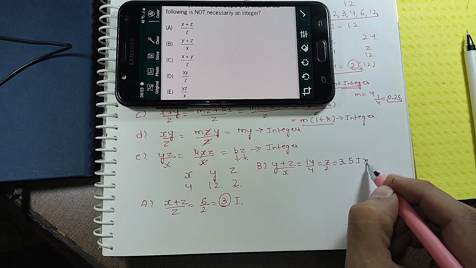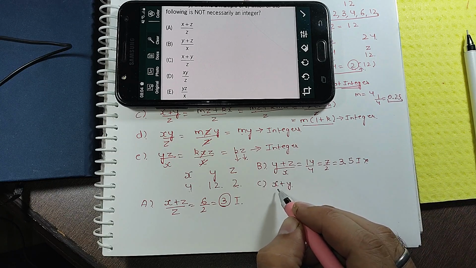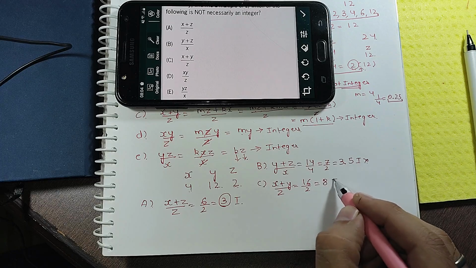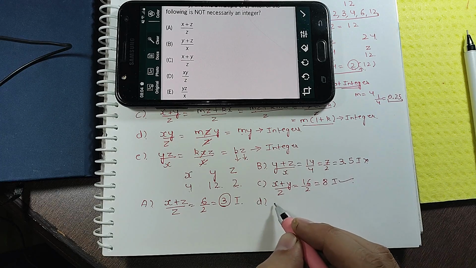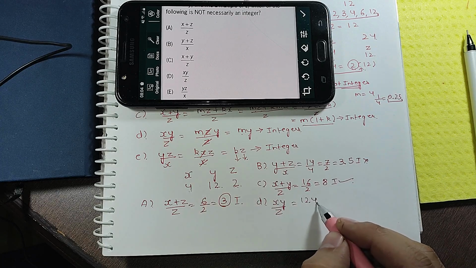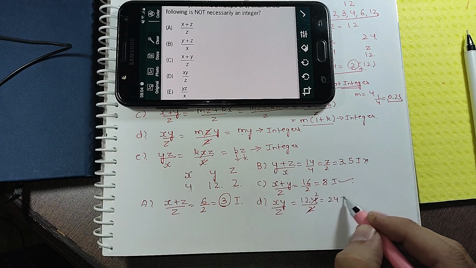So this is not an integer. Now option C is (x plus y) divided by z. So x plus y is 16, divided by 2 is 8, which is an integer. Now option D is xy divided by z. So x into y is 12 into 4, divided by 2. So this will become 24, which is an integer.